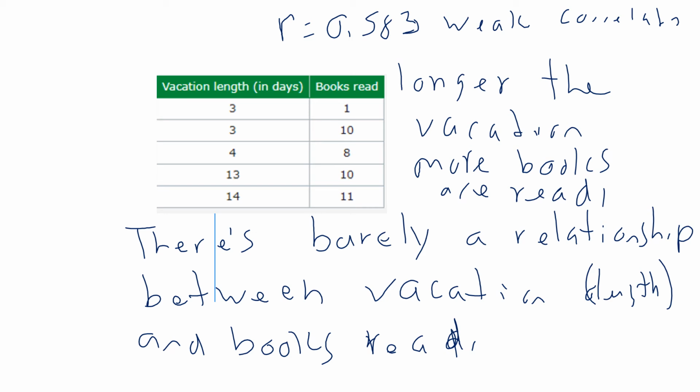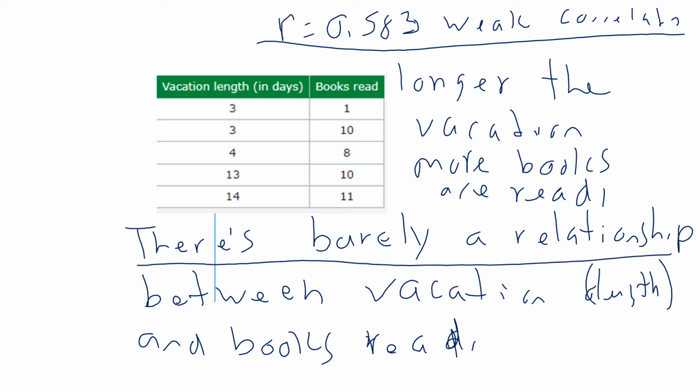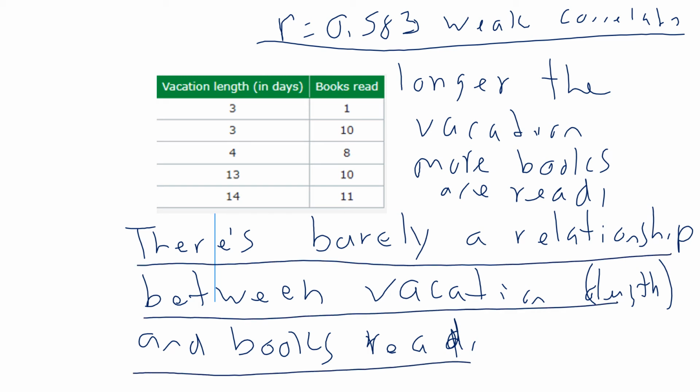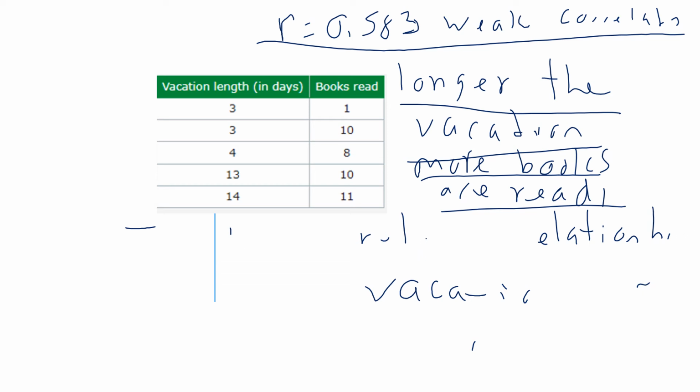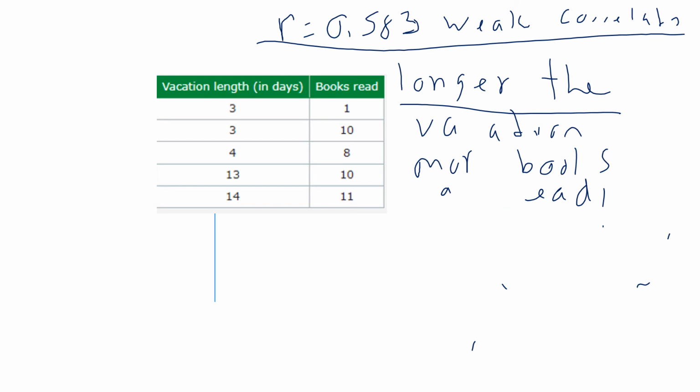All right, so we answered that part of the correlation. You see how we just described the correlation as a weak correlation? And then how we described it a little bit first, that there was barely a relationship between vacation and books read. And then we went into details: the longer the vacation, the more books read. So we took care of that. So let's go ahead and move on to other things. We're not done yet.